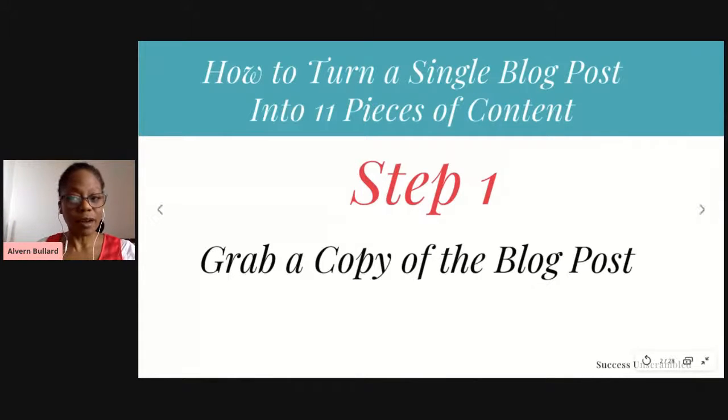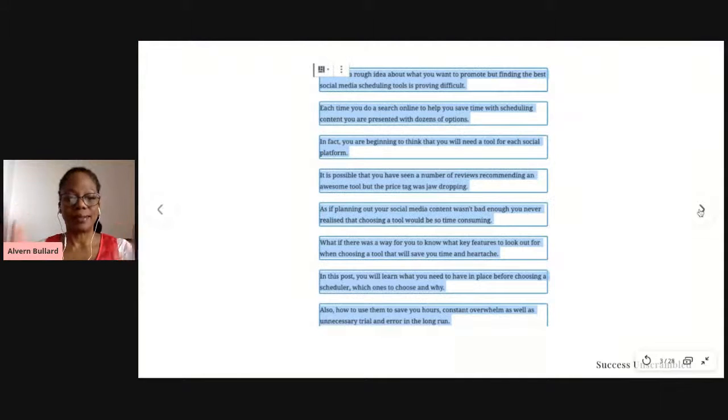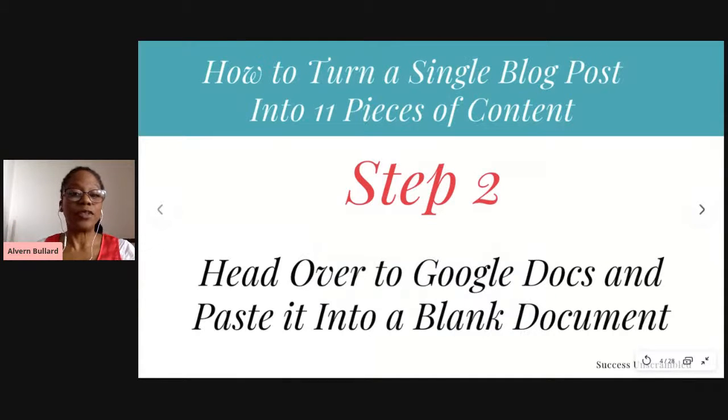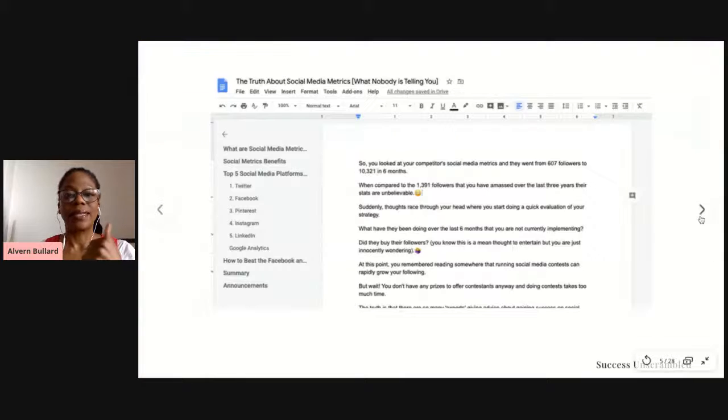Step 1, you take a copy of that blog post as you're shown here, and you head over to Google Docs. If you don't like Google, that's fine. You can actually do this in Microsoft Word, or in Mac Pages, or any kind of word processor document or rich text format file. So you grab that blog post and head on over to a blank document, whatever that document is. Next, you paste it into the document, as you can see here.